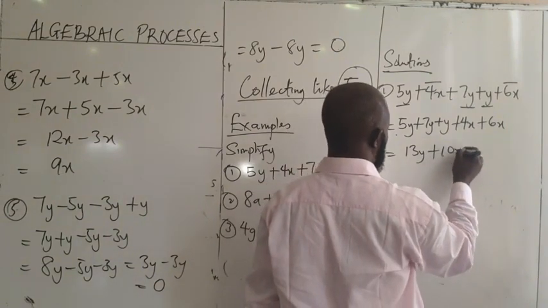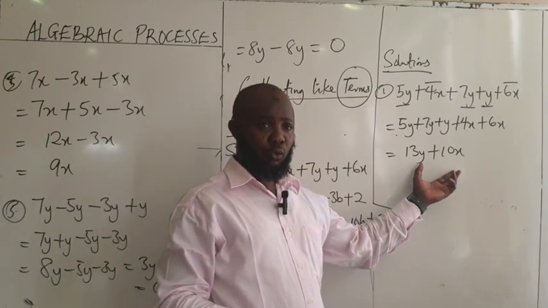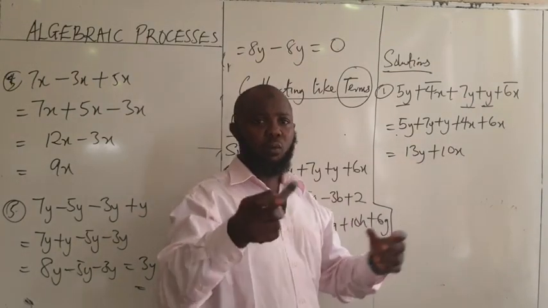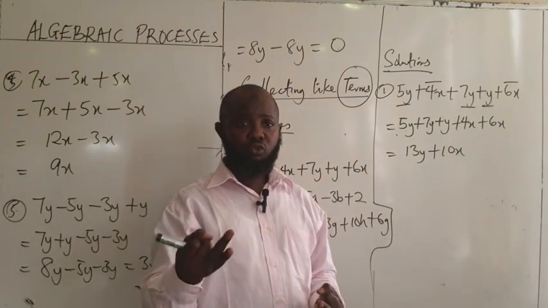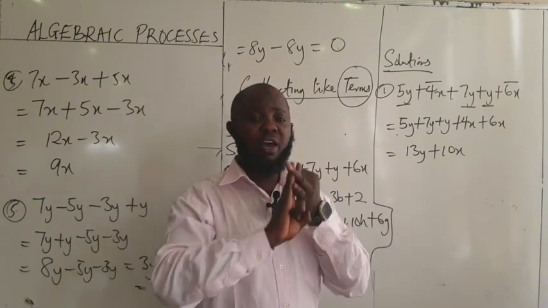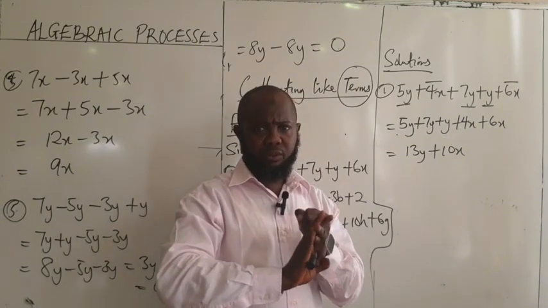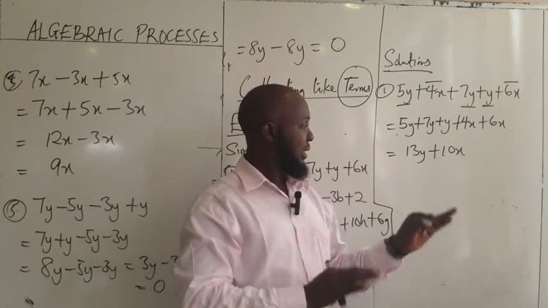Plus 10 what? X. So you ask me, are you going to add this together? No, you're not going to have this final answer. Why? Because we cannot say 2 boys and 3 girls. We want to add them together and now say, oh, 5 boys, girls. No, it sounds odd, right?